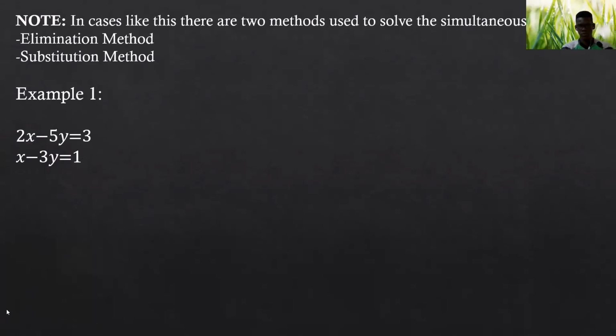Good. Now, in cases like these, where you're solving simultaneous equations where both equations are linear, there are two methods that you can use. One is called the elimination method, and one is called the substitution method. Especially for those of you who have looked at simultaneous equations before when both are linear, chances are you prefer to use the substitution method.